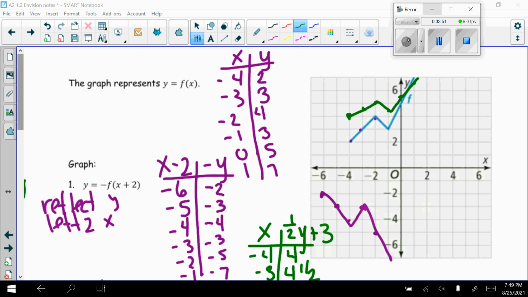Right, that's where we're going to stop for day number 1. Tomorrow we will look at identifying the transformations from a graph and writing the equations.